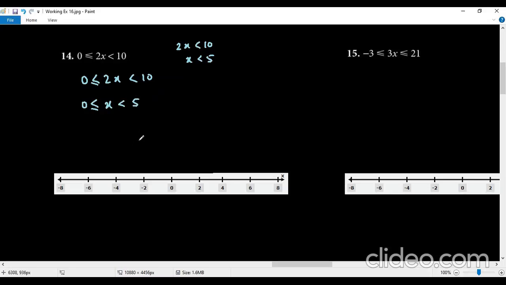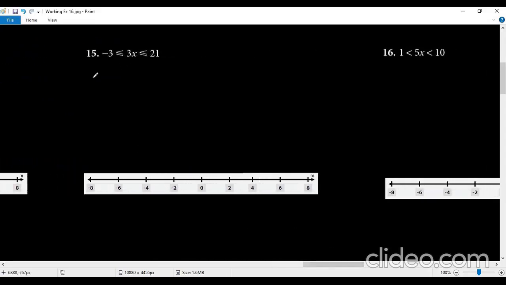And here 1 is going to be on 0 starting from here, and this is going to be solid, and it is going to go till 5. 5 is here, and this circle is going to be empty, and when connecting these two, you get full marks.